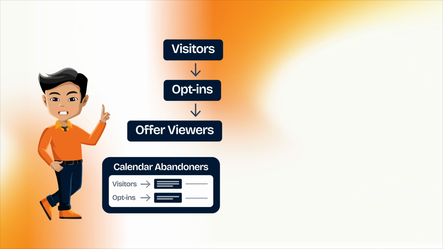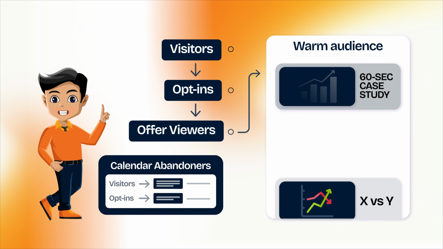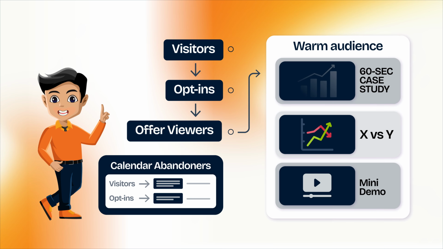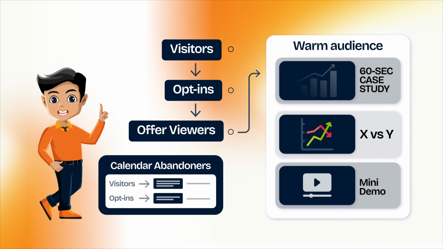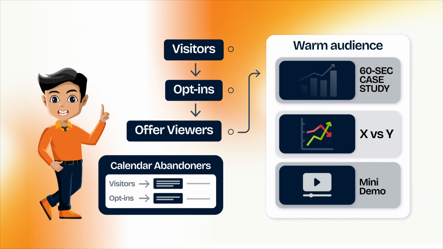Retargeting loop: pixel every step. Build audiences for visitors, value page opt-ins, offer page viewers, and calendar abandoners. Retarget with proof assets, a 60-second case study, a comparison graphic of X versus Y, or a demo clip that shows the aha moment. Keep these lightweight and specific.